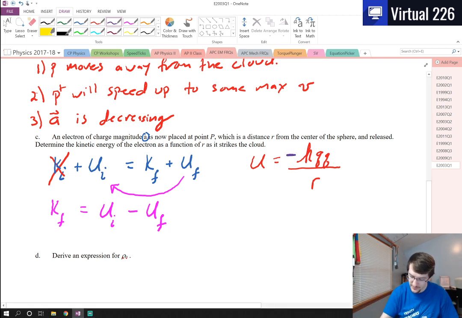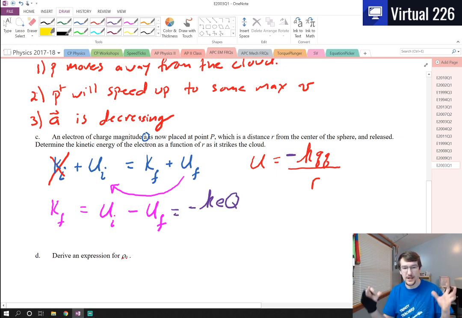So when we're writing this equation out, we're going to have a negative k, and then we need to put the charge of that electron in there somewhere. It just has some magnitude. We'll just type it as e, because it's just an elementary charge. And then this is our big Q of the entire system here, over little r, because that's where we are initially. We're at some distance on the outside.